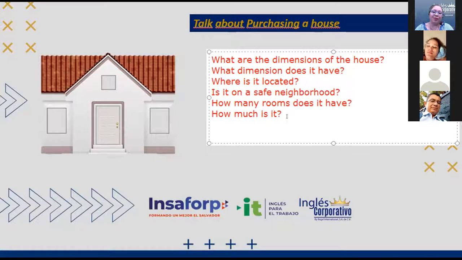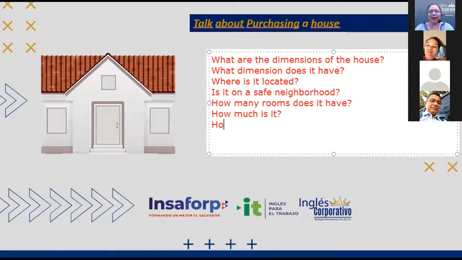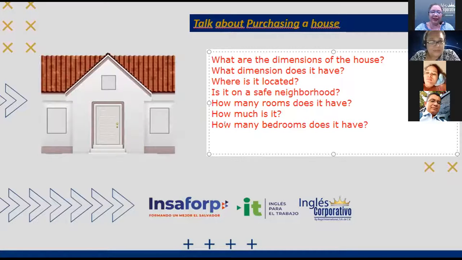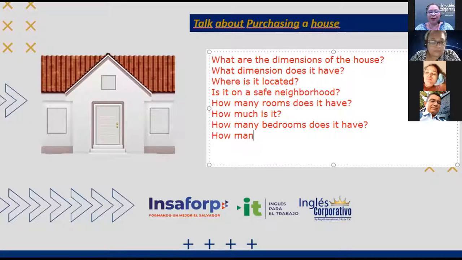How many bedrooms? Okay, aquí tenemos como rooms. Es para todos los tipos de cuartos de la sala, como living room, dining room, etc. Entonces, ahorita nos preguntan, how many bedrooms? Ah, this is very important. How many bedrooms does it have? Very good. How many bathrooms? Excellent. How many bathrooms does it have?